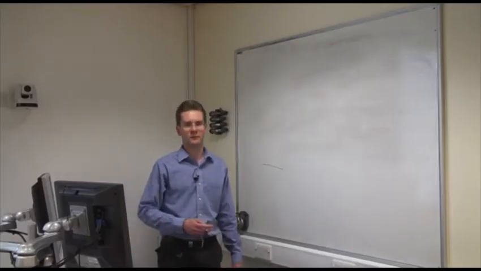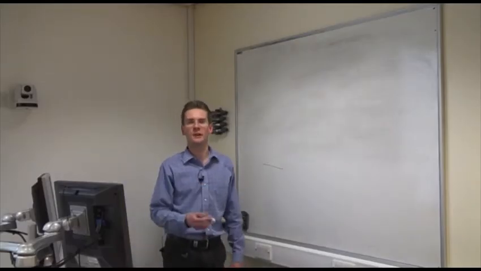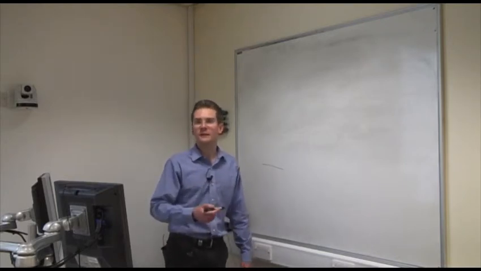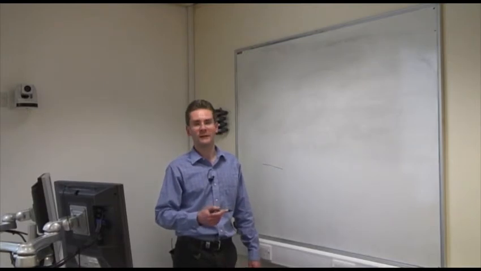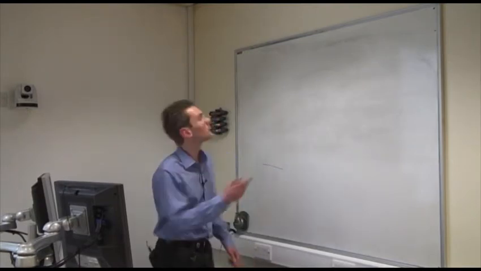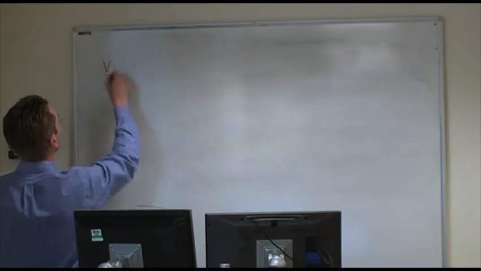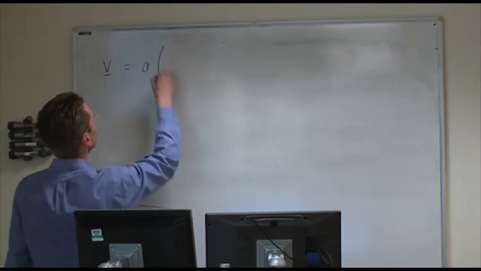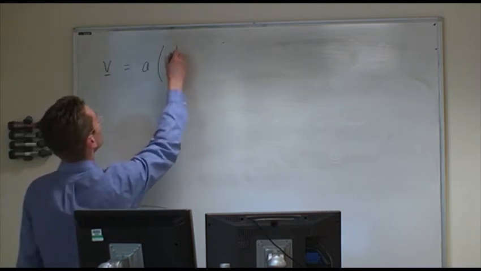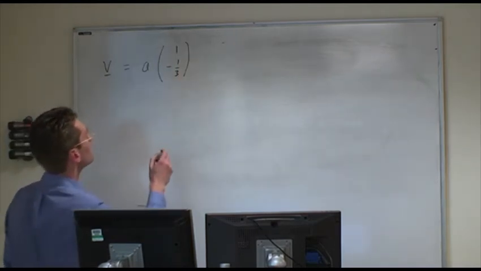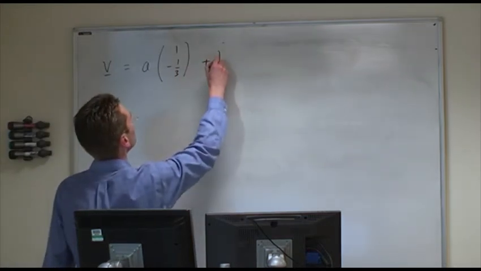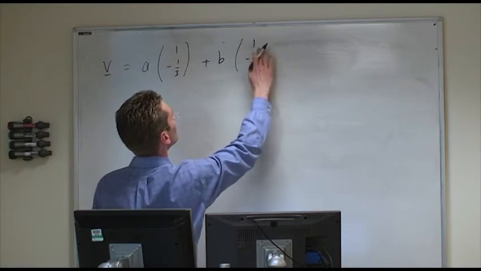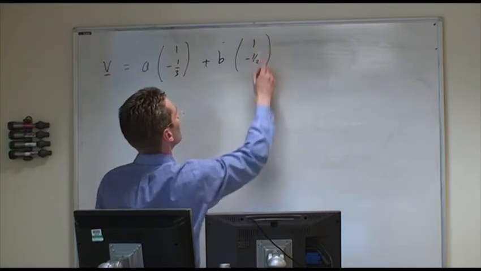Let's think about an application of what we just did. Suppose I'm interested in applying the matrix repeatedly to some vector. Well, I can write any vector as a combination of my two eigenvectors, and that will turn out to be very useful. So I start with a vector v. I can always write this as some scalar multiple A of my first eigenvector, which was (1, −1/3), plus some scalar multiple B of my second eigenvector, (1, −1/2).